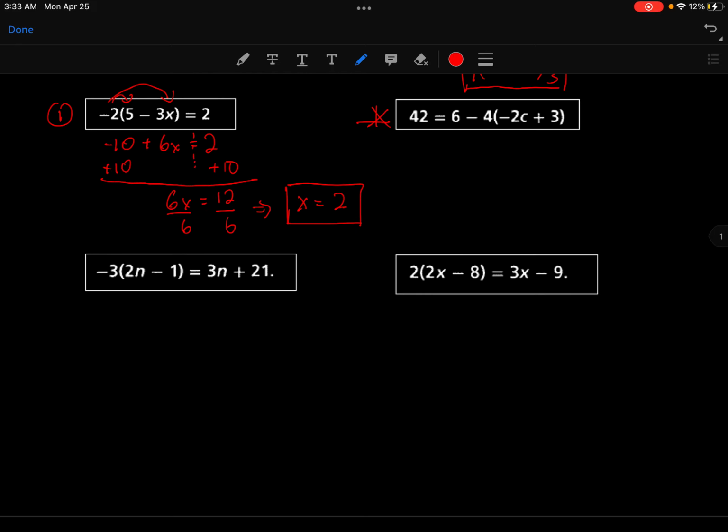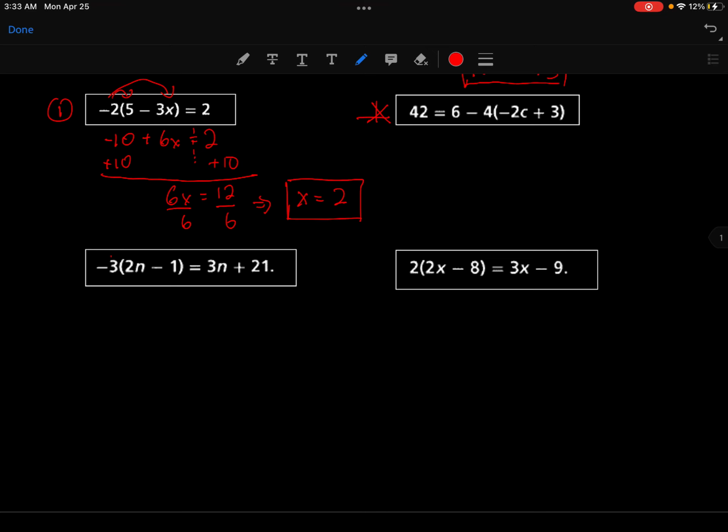Lastly, here's one more example. If we notice, this side is not simplified. So let's simplify that. Step number 1, distributive property. Negative 3 times 2m minus 1.